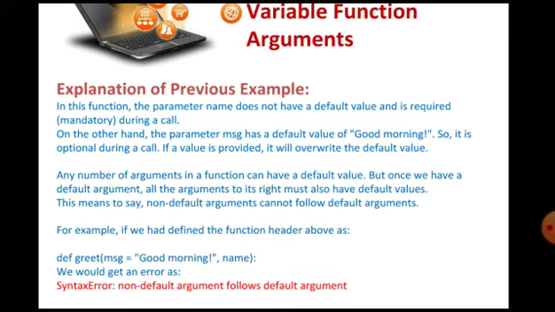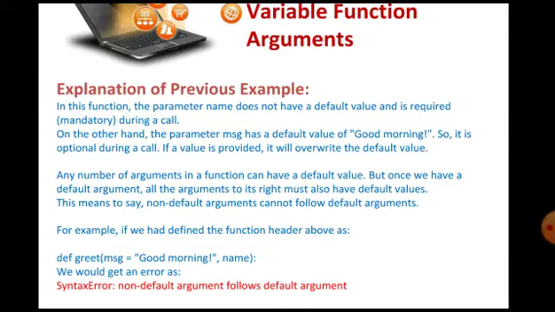In this function, the parameter name does not have a default value and is required during a call. On the other hand, the parameter message has a default value of good morning, so it is optional during a call. If you pass it, it will be substituted. If you don't pass a value to the default argument, then the default value will be used in the program. If a value is provided, it will override the default value.